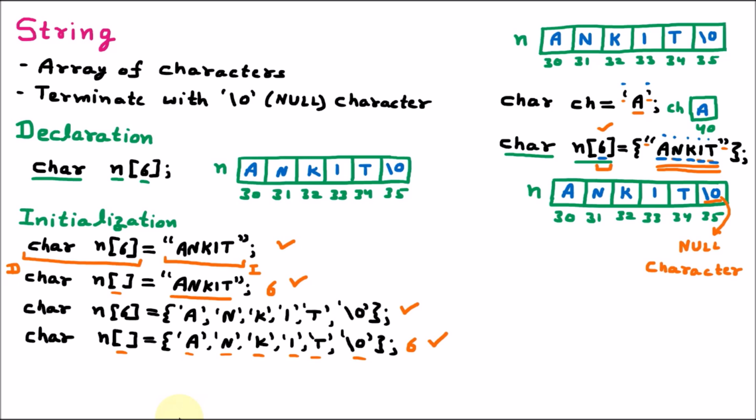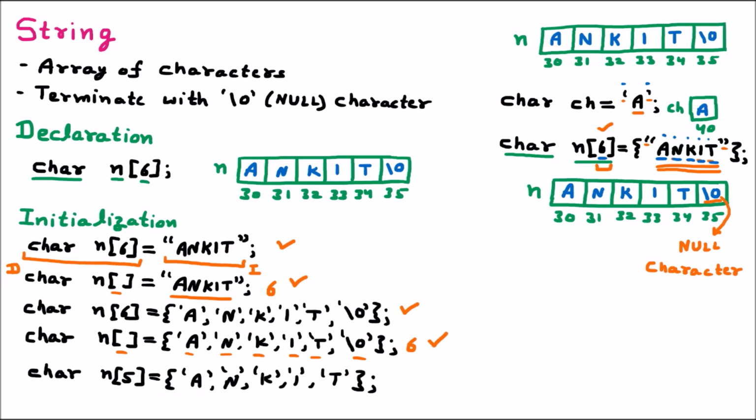Let us assume that you say I will not provide the \0. I don't want to provide it. Now let's assume here I am saying char, which is a character data type, then n, and inside the brackets I am providing 5 as the size. Now equal to, I am providing only characters. I am saying A, N, then K, then I, then T. So only 5 characters I have provided. You may have this question in your mind: if I don't provide \0, what will happen?